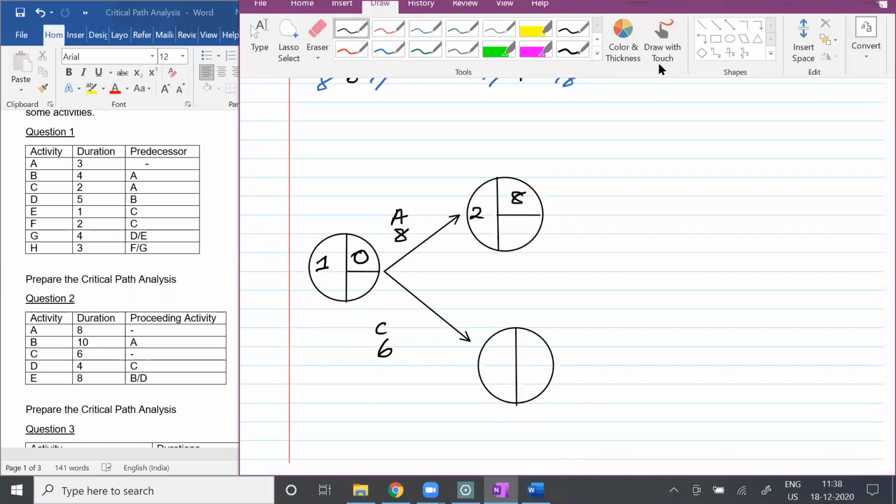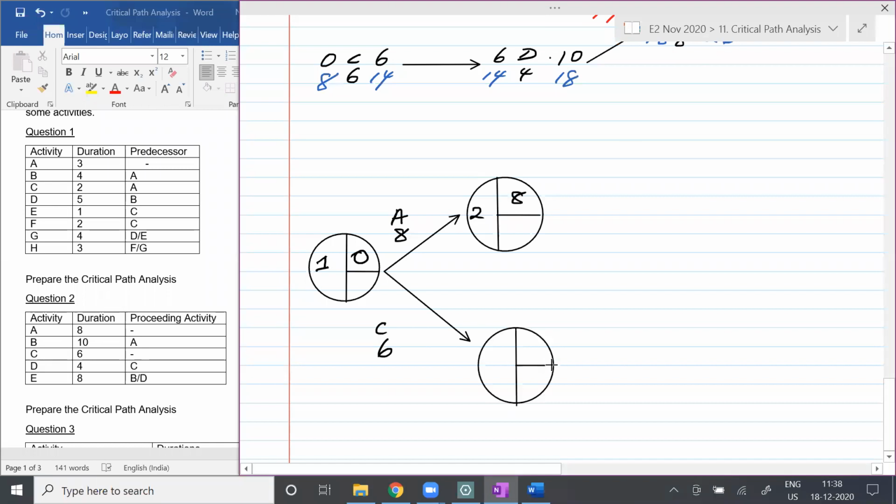So if you observe the next one, students, what I am going to specifically say here is the earliest event to finish. Activity C will finish within how many days, students? 6 days. 0 plus 6 is 6. Any questions there, students?